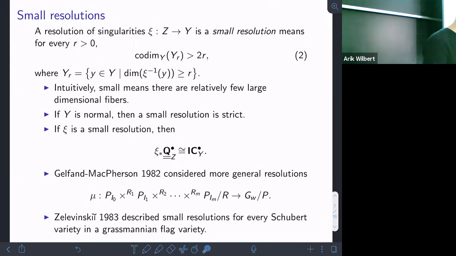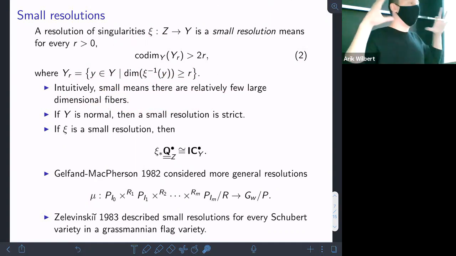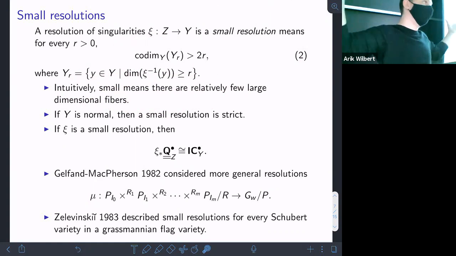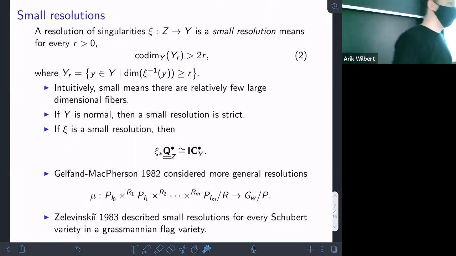So small resolutions. So here's a technical condition for small. And intuitively, what I think about all the time is that there's just relatively few large dimensional fibers. So if you're looking for large dimensional fibers, there's not many. And if you're looking for even larger, then there's even fewer. So there's not many large fibers. If you're taking a resolution of a normal variety, then a small resolution is always strict. So you have an isomorphism over the smooth locus of it.